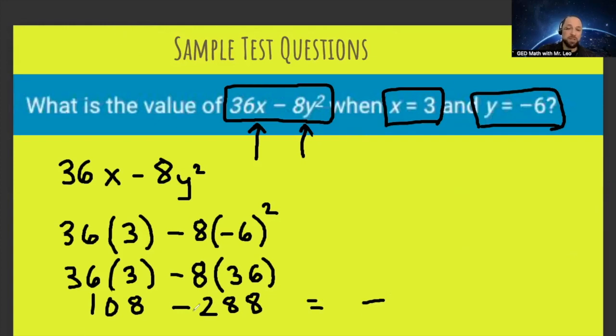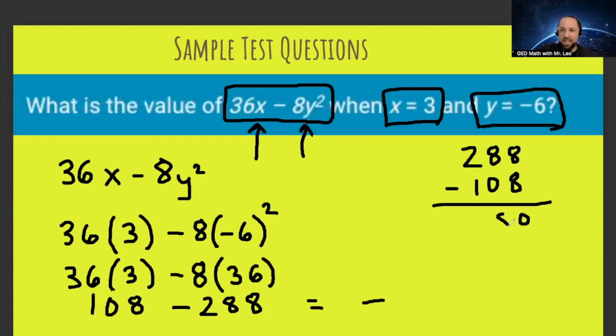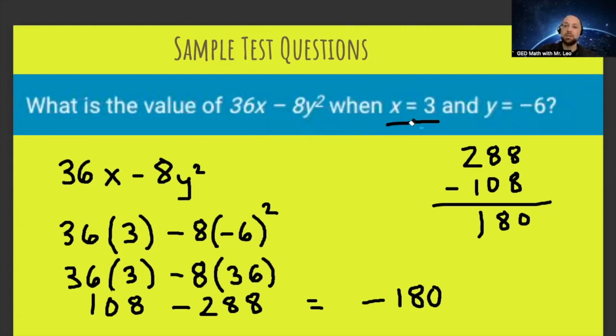It's going to be negative because the larger number, 288, has the negative sign. So let's do a little subtraction over here. 288 minus 108. Start from the right. 8 take away 8 is 0. 8 take away 0 is 8. 2 take away 1 is 1. Final answer, negative 180. That was a sample GED test question involving algebra and the rules for negative numbers.